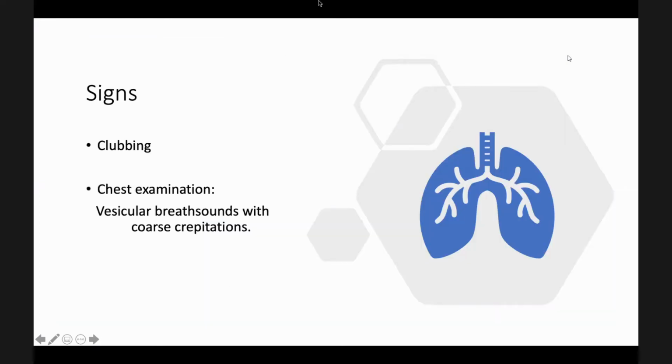So coming to the signs, what are the signs of bronchiectasis? On general examination, you can find clubbing. Not in 100% of patients will we get clubbing.